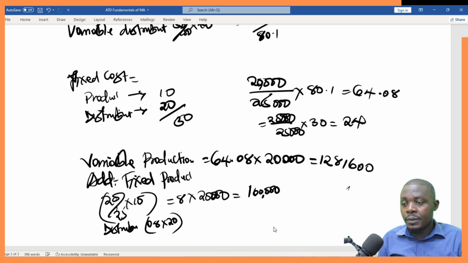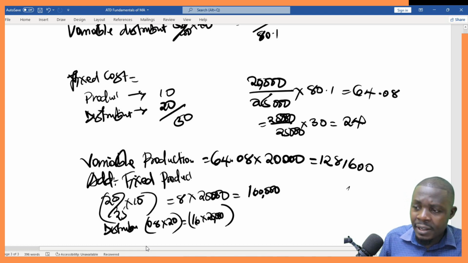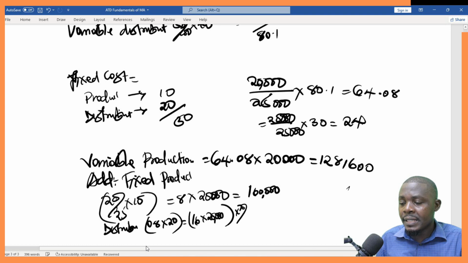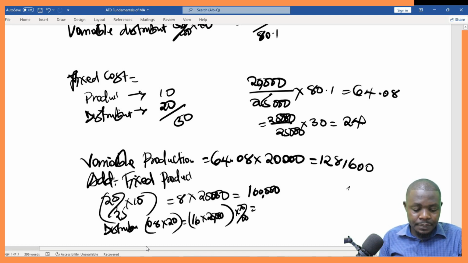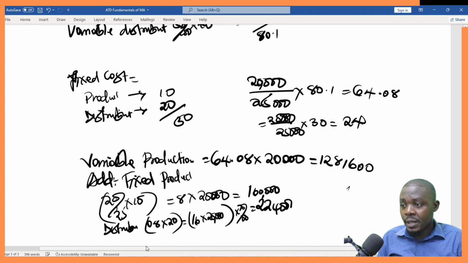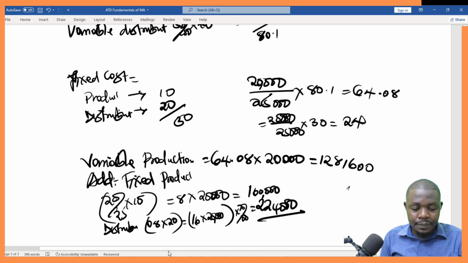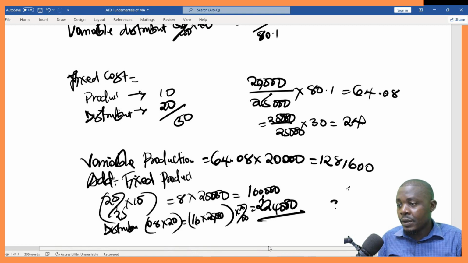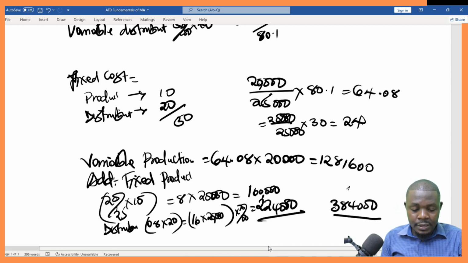We have 0.8 multiplied by 20, which is 16. 16 multiplied by 20,000. But this one will go down by 30%. In this case, we multiply by 70%. Whatever we get, we multiply by 0.7. We have 224,000. Then we add 160,000. We have 384,000. Then when we add 1,281,600.